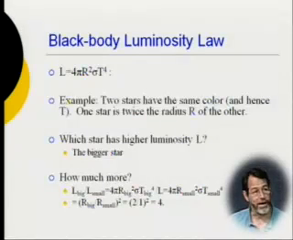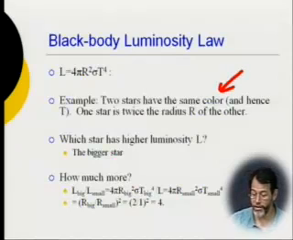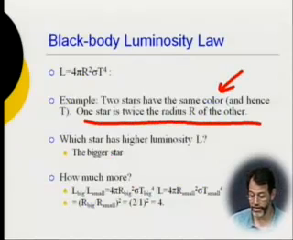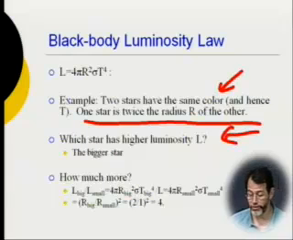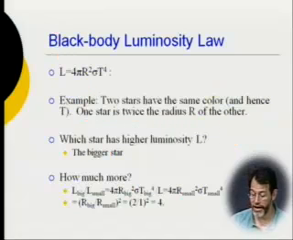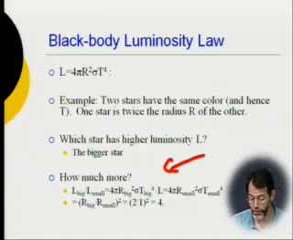Okay, so let's do another example. So let's say two stars have exactly the same color, and that one star is twice the radius of the other. Which star has the higher luminosity? Well, the answer to this would be the bigger star, because once this gets put in, it's a bigger number. Everything else is the same. This becomes bigger. So now comes the mathy question, how much more?